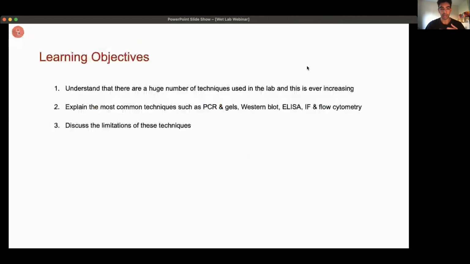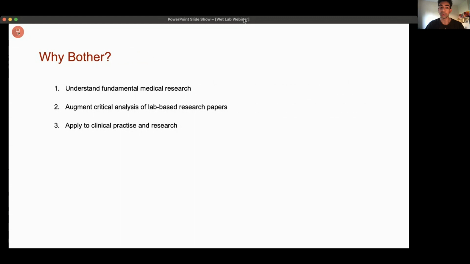So, to start with some learning objectives, we're going to talk about a lot of lab techniques essentially. I'm not going to go into too much detail, but we will discuss the different types of methods that are available and the pros and cons of them. So the point is essentially to give you a few of the tools to be able to read and analyze some research papers that you're probably coming across during your studying or your jobs. And eventually you'll be able to apply this to your own practice and research in the future.